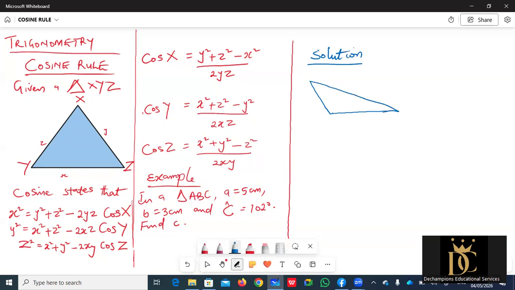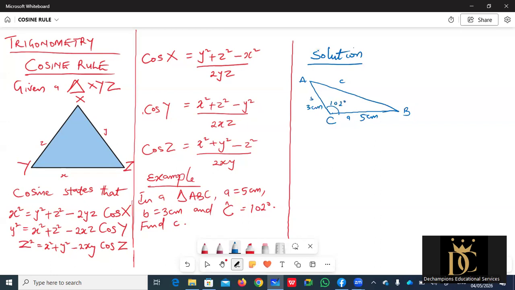So we have this side. Let's say this is angle A, and this will be side A. Let's assume this as angle B. Here will be our side B, and this angle C. Here will be our side C. So that means our side A is 5 centimeter, side B is 3 centimeter, and angle C as it is given is 102 degree.